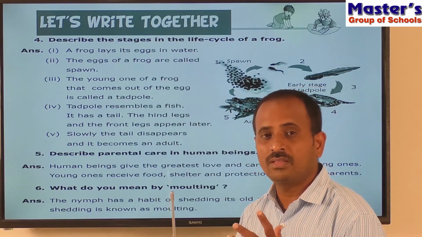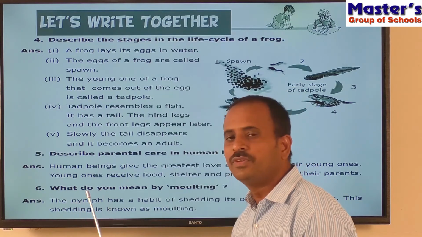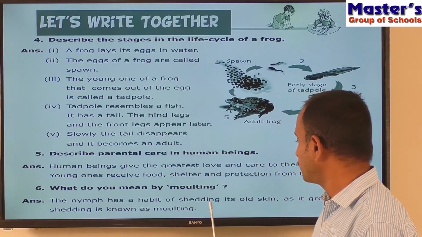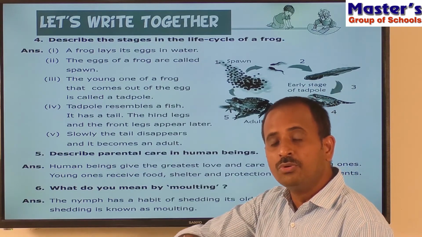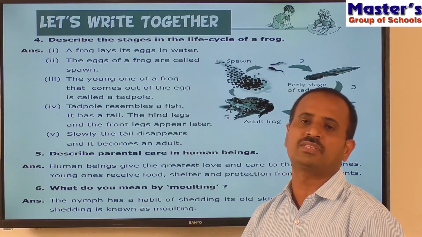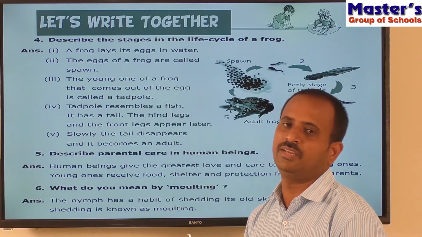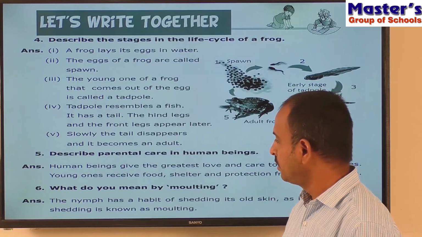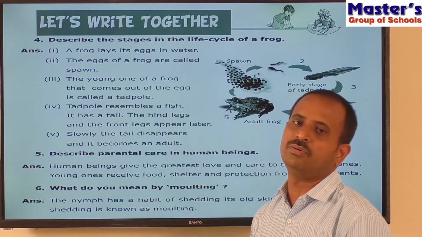The eggs give out a smaller one which is called a nymph, and the nymph is nothing but a larva of the cockroach. And this nymph has a habit of shedding its old skin. As the days pass by, it will develop a new skin around its body and it will leave its old skin. This habit of leaving the old skin from its body is called shedding. This shedding is known as molting. And after a few days, this nymph will grow into an adult cockroach.